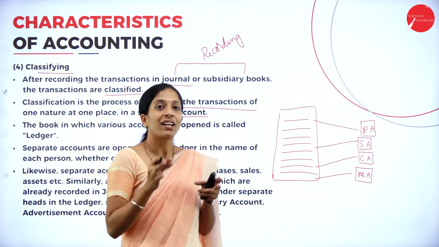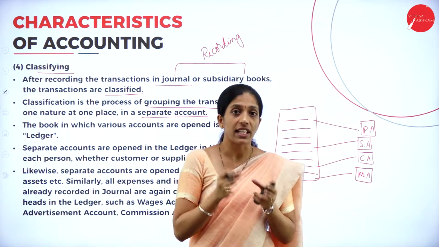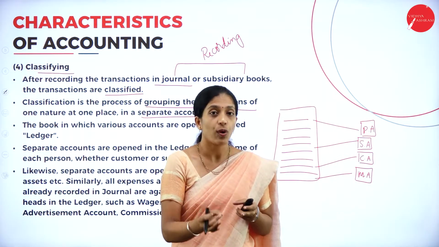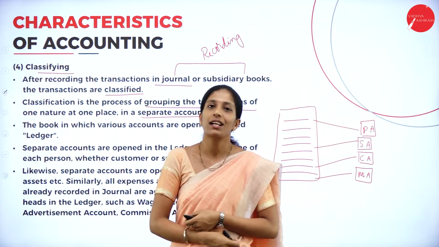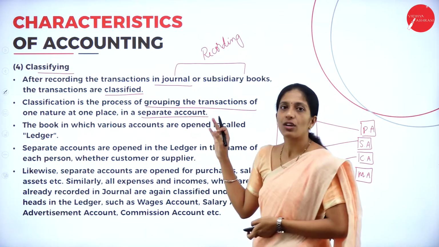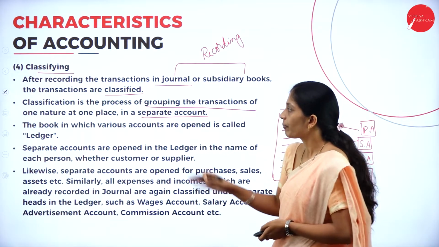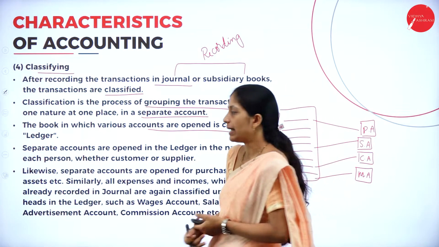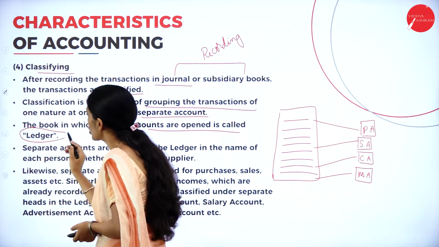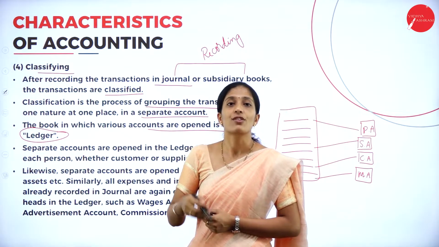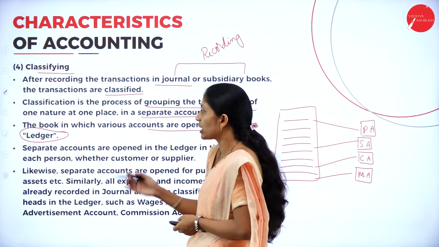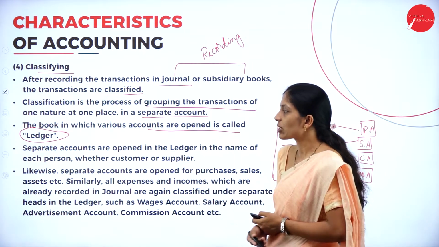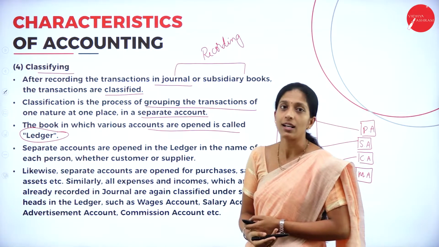So like this, depending upon their nature, we are going to segregate all the transactions into one particular place at one particular time. That is known as what? Classification. So where we are going to prepare separate accounts. The book in which various accounts are opened is called what? Ledger. So these individual accounts that we prepare are called what? Ledger accounts. So separate accounts are opened in the ledger in the name of each person, whether customer or supplier.